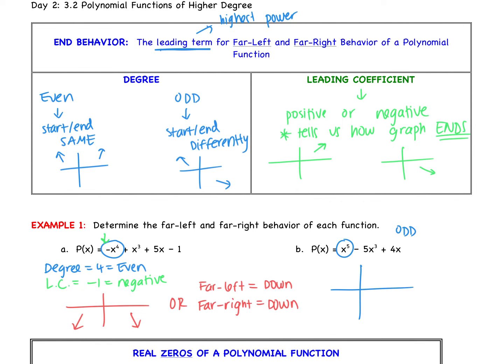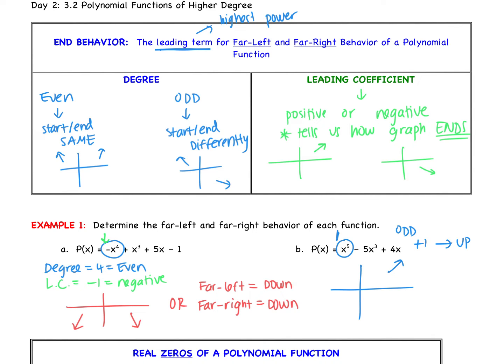Okay. Leading coefficient is not even positive. Okay, so our lead coefficient is a positive 1. Yes, so far right will be up and far left will be down. Okay, very good. So what we should have done, leading coefficient is 1. What we care about is that number is positive, so we will end up. And then like John said, our degree is odd, so we will start and end differently.